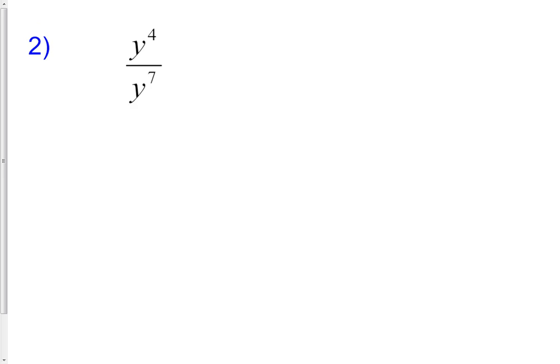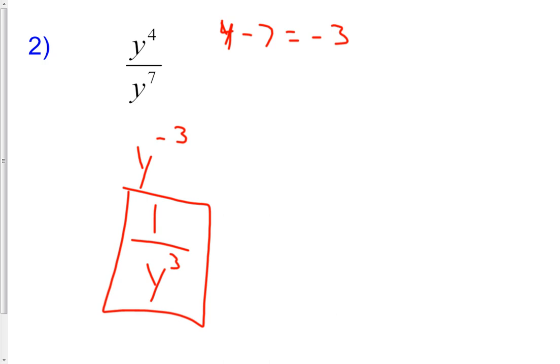Question number 2, when you divide, you subtract. So 4 minus 7 is a negative 3. So you would get y raised to the negative third. However, you cannot have negative exponents. So this is where you move it to the denominator, so it's 1 over y to the positive third. You cannot have negative exponents.